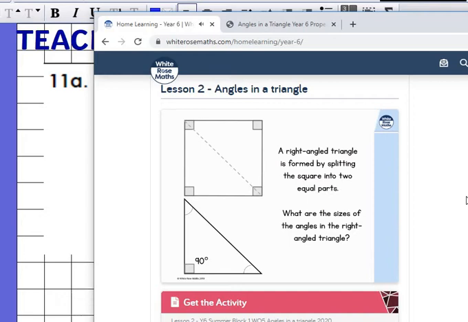Well, let's think of that turn. Can you see the arrow I've just drawn at the top? Watch carefully. Let's consider how far that turn is there. Well, that turn is 90 degrees. It's a quarter of a turn.